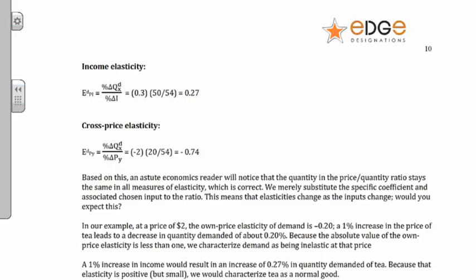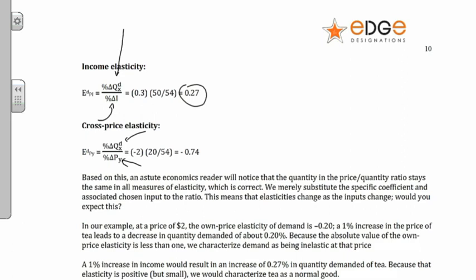Okay, when I calculate income elasticity, I'm doing quantity of X over changes in income, I get to 0.27. Cross price elasticity, okay, I'm now doing the changes in quantity. The numerator, as you can see, guys, all remains the same. It's the denominator that changes.